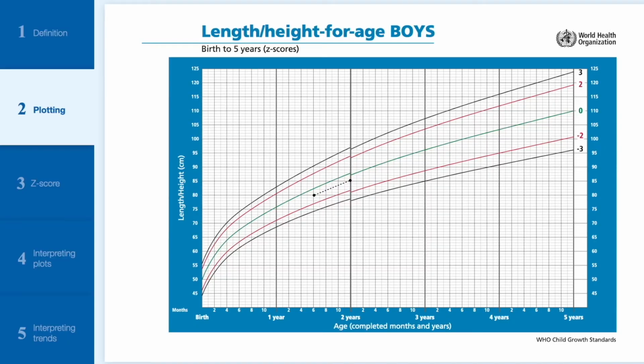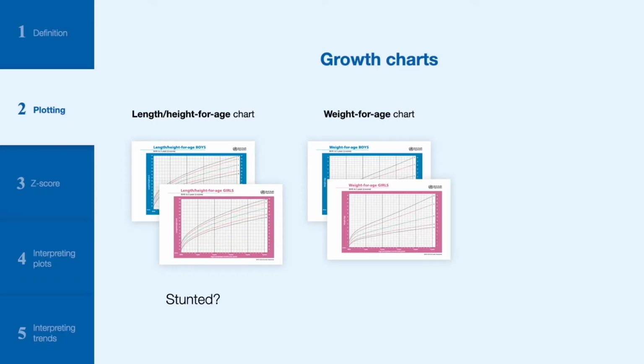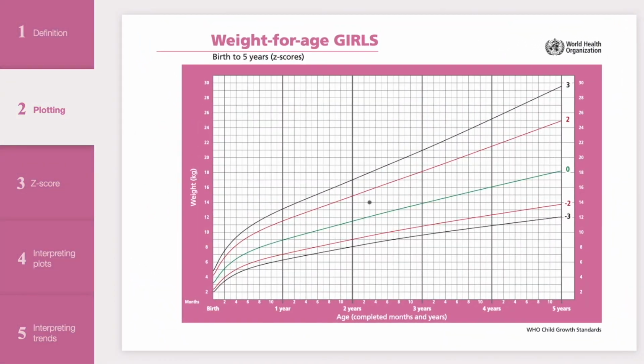The length or height for age growth chart is used to identify children who are stunted due to prolonged undernutrition or repeated illnesses. The weight for age growth chart is used to assess whether a child is underweight or severely underweight, and not to classify them as obese or overweight, although it is often mistakenly used for this too. If a child has edema or fluid retention, make a note of this at the point that you have plotted, as it may be masking an underweight child and should be monitored.